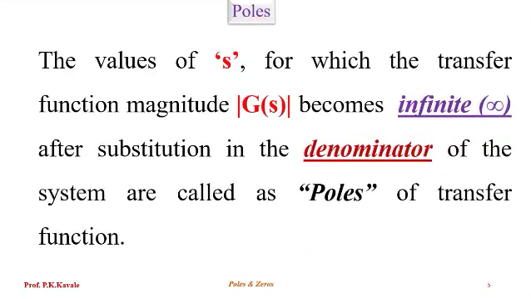Now what is meant by a pole? When we take the denominator polynomial and equate it to zero, we get some roots. If you put that value of a root into the denominator polynomial, the value of the denominator polynomial becomes zero. Anything upon zero becomes infinite. So it is a situation where the transfer function value becomes infinite. At that time, the roots of this denominator polynomial are known as the poles of the transfer function.